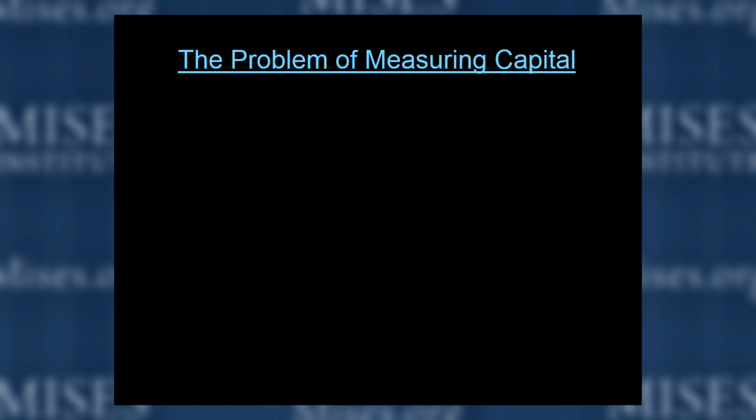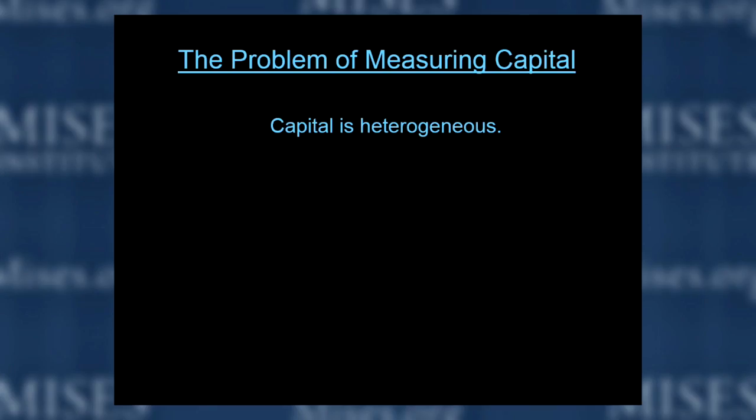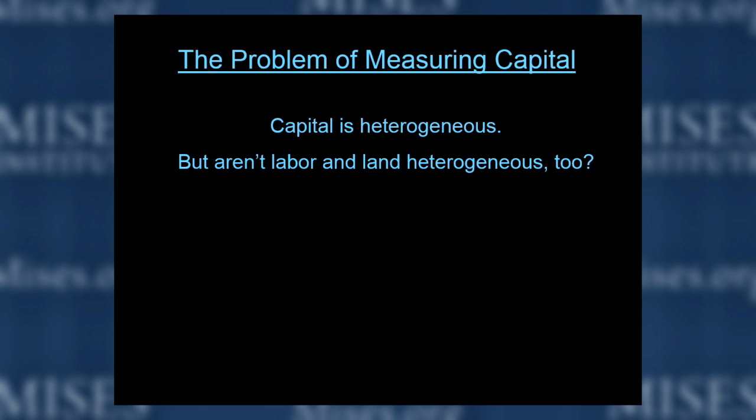Now, we start with the problem of measuring capital, which is a pretty severe problem and is one of the reasons that a lot of economists stay away from capital theory, all right? Let's see what we've got here. Capital is heterogeneous. Well, yes, it is. But you could say, well, so are workers and land and so on. A lot of things are heterogeneous. And so we could ask, aren't labor and land heterogeneous too? Well, yeah, but capital is radically heterogeneous. Now, that sounds like something Ludwig Lachmann would say, I'm sure. And it's true.